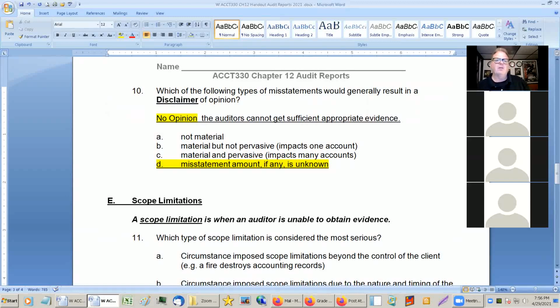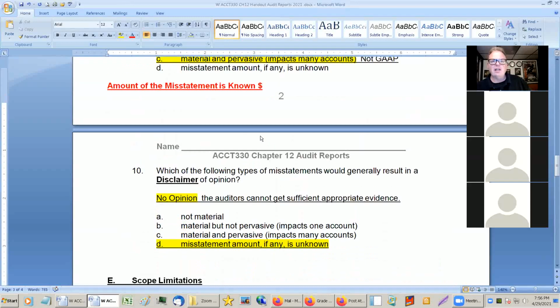So the amount is unknown. Unlike these up here, where you can say, hey, these are off by $38 million, for a disclaimer you can't tell them that it's off, because you don't know. They might be 100% correct. They might be materially misstated. You don't know. It's no opinion, and it's sort of like nothing. It's like, oh, here's our bill, and here's nothing. Here's this disclaimer. Okay.